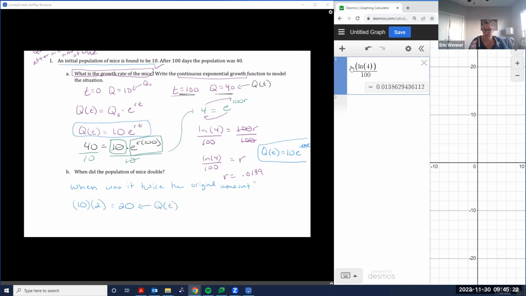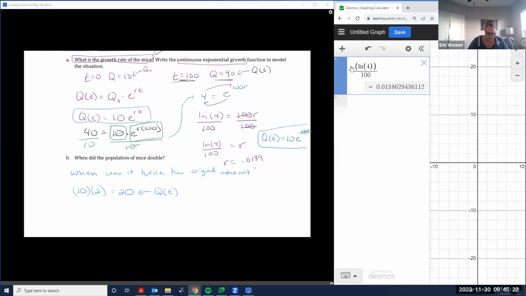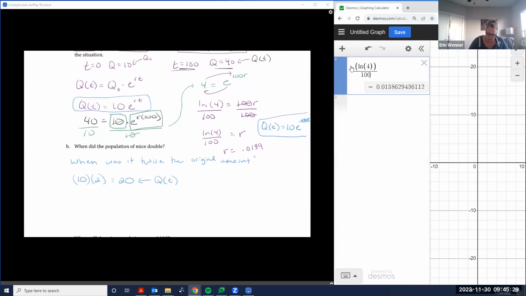So remember, the quantity of mice is a function of the time. So what we can do is we've got our formula: Q of t is equal to 10 times e to the 0.0139t, right? That's our formula. So we have a quantity and we're trying to solve for a time period. So we're going to plug 20 in for that Q of t amount.